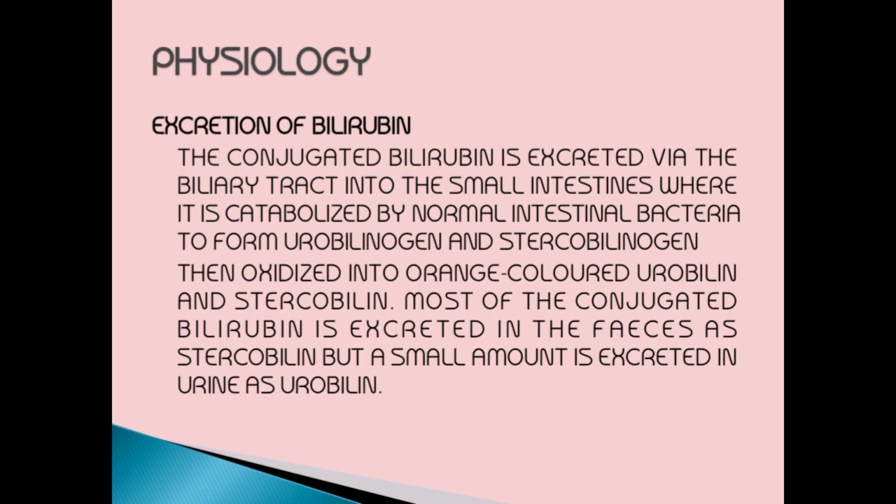The conjugated bilirubin is excreted via the biliary tract into the small intestine. So it is going to pass through the biliary tree, then goes into the small intestine where the duodenum is connected, and then it is excreted in urine.